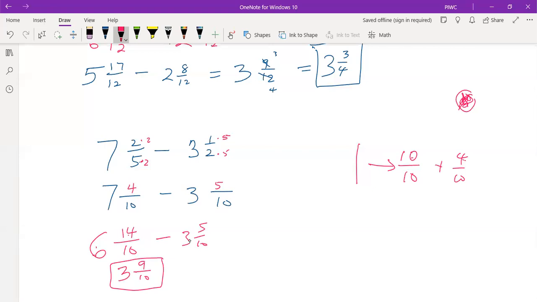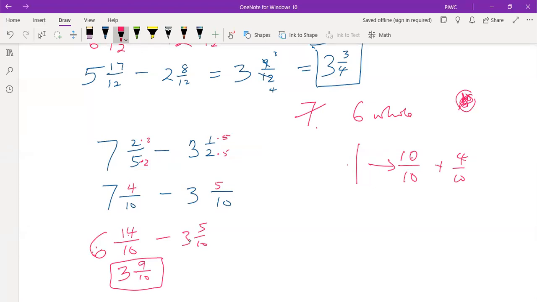Now, if I borrow 1 from 7, how many whole numbers do you have? 6 whole numbers left. How did you get 14? Okay, that's what I explained here. I have 7 whole numbers. So if I take 1 out of the 7, I have 6 whole numbers left. That's the 6, right?